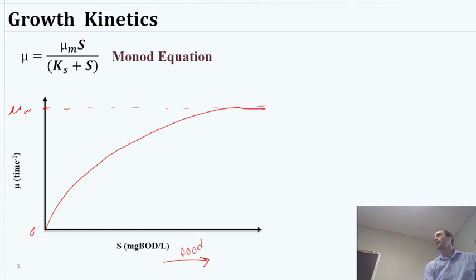Then we can take a look and say, well, the half velocity constant, this Ks, is going to happen when we are at 1/2 mu m, right? So 1/2 mu m is this point, and we can take that out to here and say, oh, that's our value for Ks. That's how we find it.